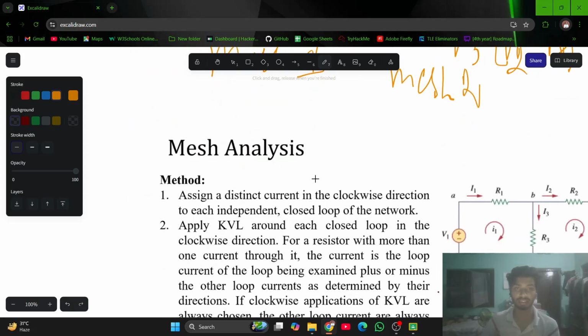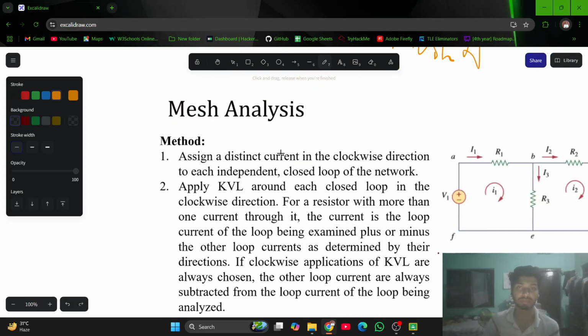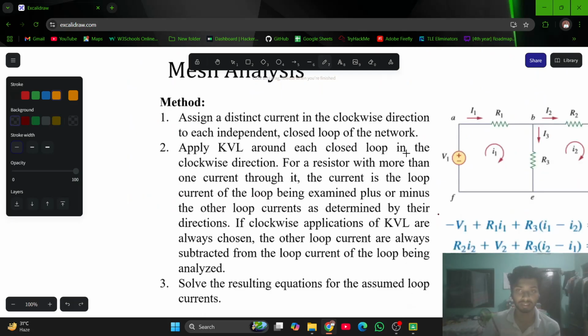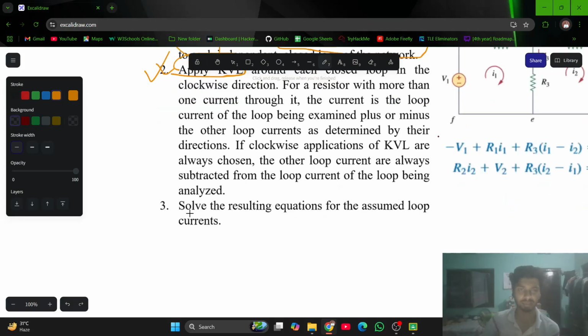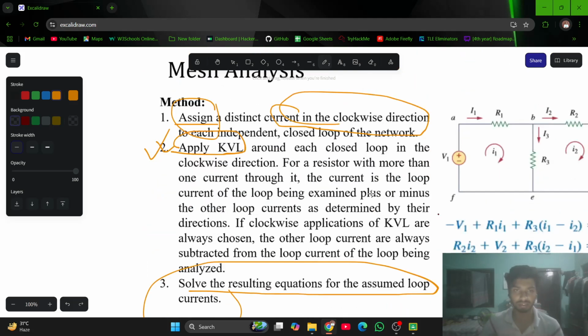Okay, so now let's jump into the next part. What is the process of mesh analysis? First, assign current in a clockwise direction. Then apply KVL. And the last part is solving the resulting equations. Okay, the first part is assigning current in a clockwise direction.